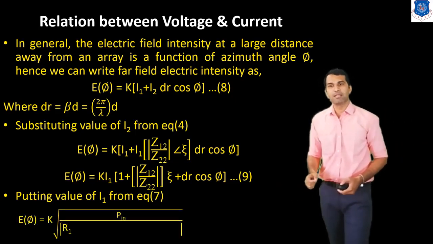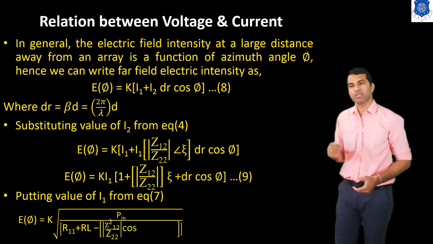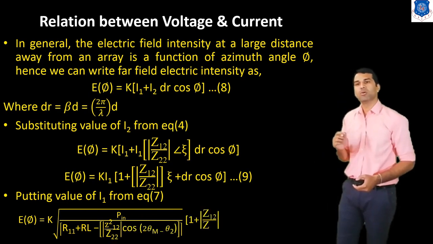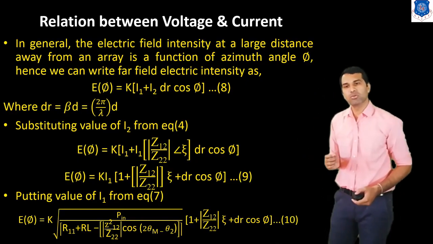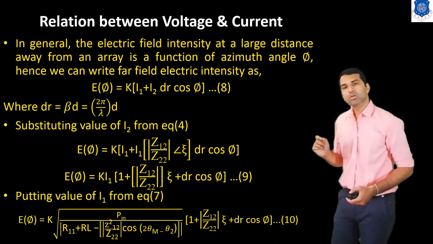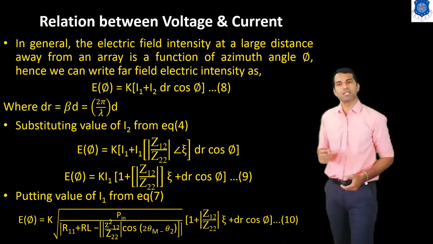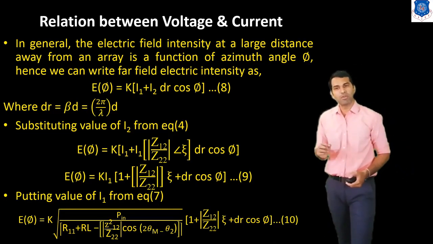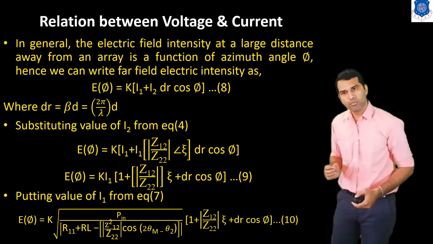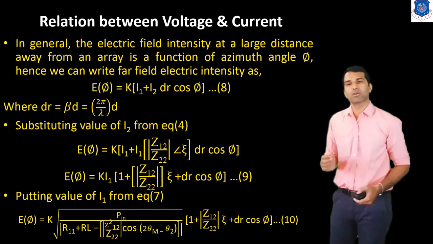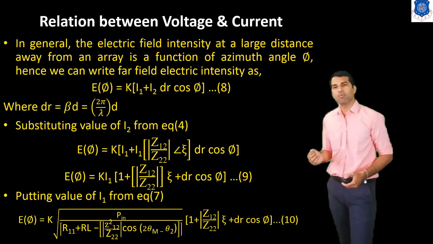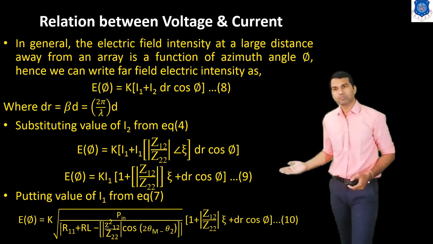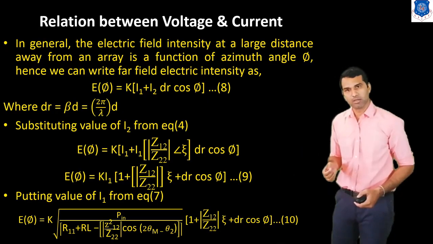So we can write E phi is equal to K under root of Pin upon R1 plus RL minus Z12 square upon Z22 cos 2 theta m minus theta 2, into 1 plus Z12 upon Z22 angle eta plus dr cos phi. So simply we have put the value of I1 in this equation from equation number 7.